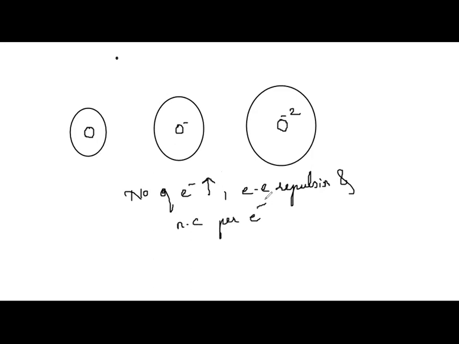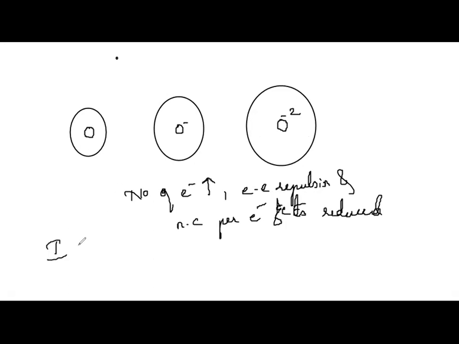So if this is the size of the oxygen atom, then O minus will have this size, and O2 minus will have this size. Understanding? So if this is oxygen, O minus will have so much size, O2 minus will have so much size, because as an anion is created, the number of electrons increases. As the number of electrons increases, there is electron-electron repulsion, and the nuclear charge per electron gets decreased. Therefore, the shells are pushed away, which leads to an increase in the ionic size.